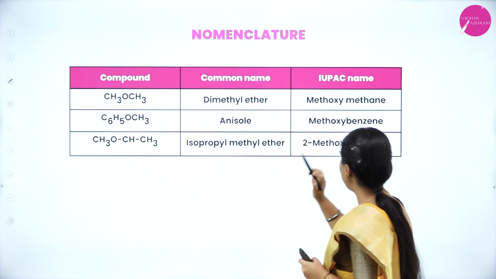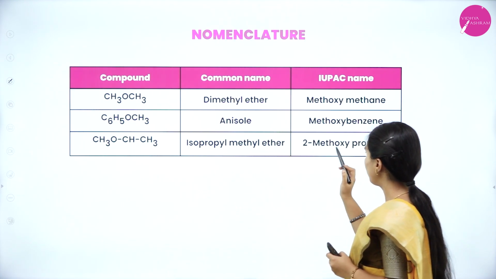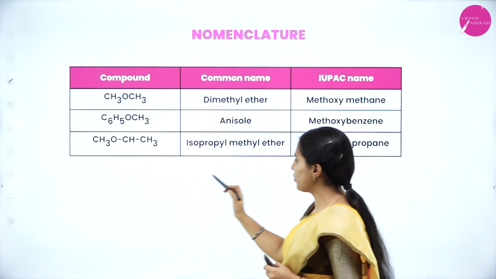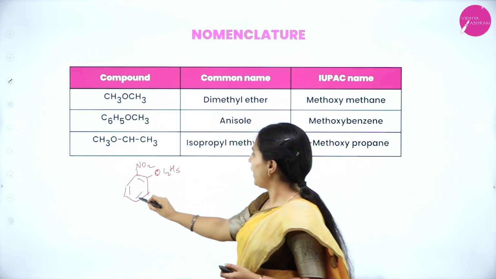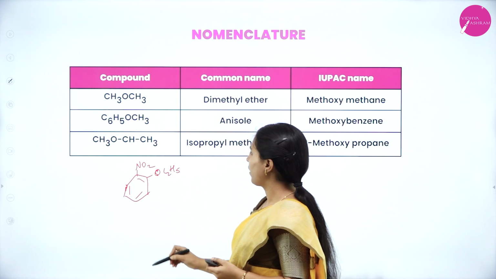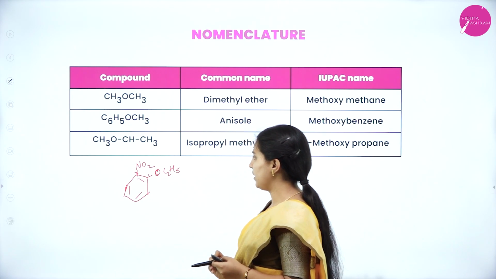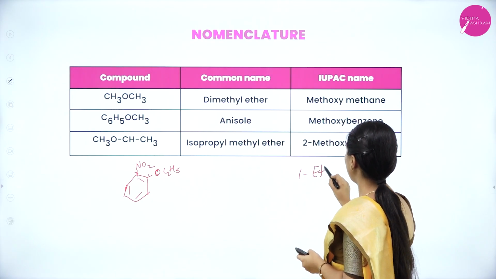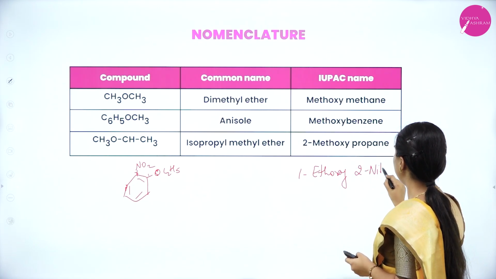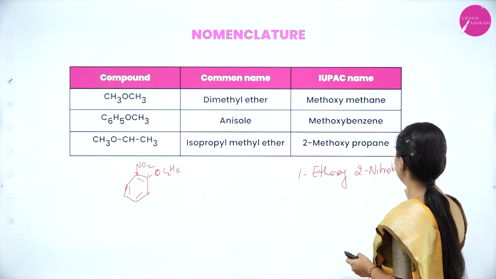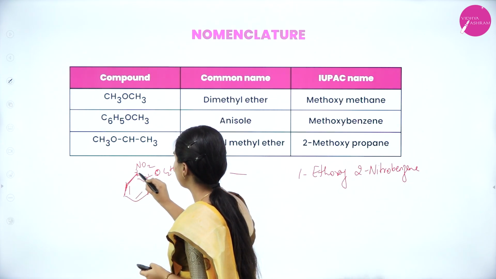This one is anisole, methoxybenzene, and this one is isopropyl methyl ether. At the second position methoxy is there, so 2-methoxypropane is given. See here, you can take this structure. From this you have to start naming: 1-ethoxy-2-nitrobenzene. There is no common name for this. This is the overall benzene structure.